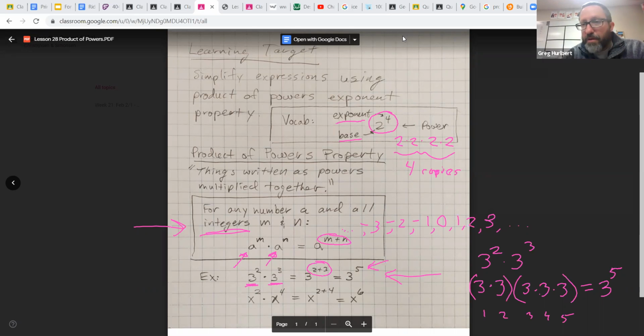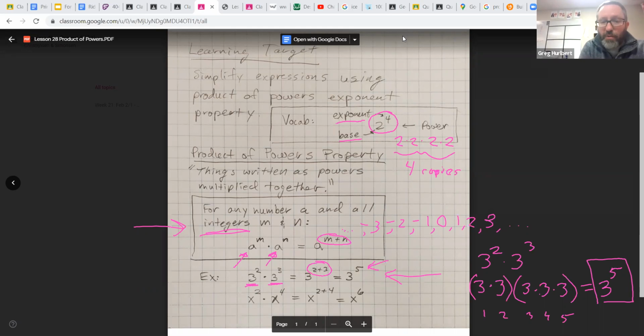And you can always go down to the definition of an exponent. Take the 3 squared, expand it to 2 3's. Take the 3 cubed, expand it to 3 3's. Count how many there are. There's 5 of them. And that is the new exponent on your base.